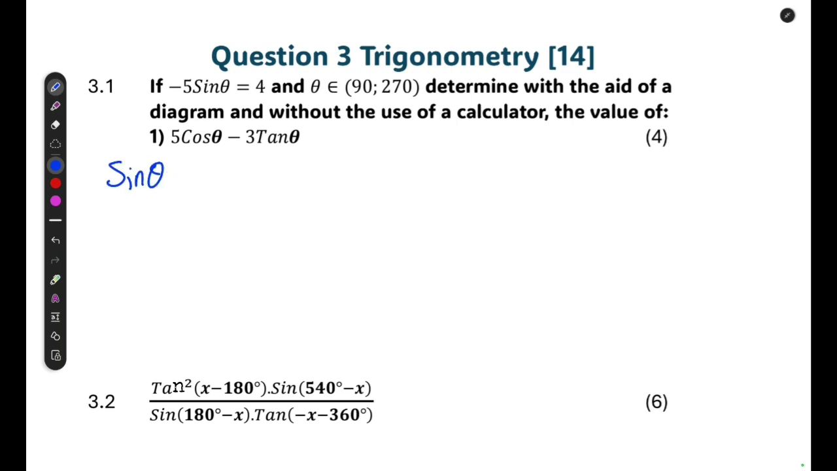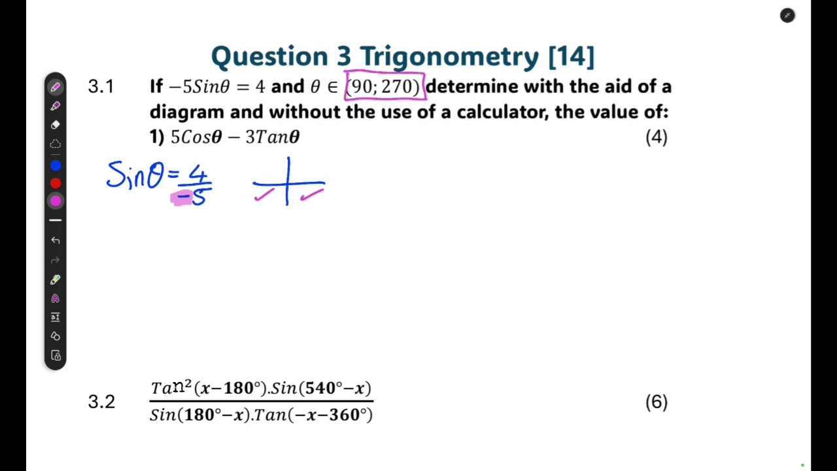So I'm going to say sine theta. The 4 was there, so I'm just dividing by the 5. Okay, so that is always step 1. Get sine, cos, or tan completely alone. Now I need to identify the quadrant. Okay, so I can see sine is negative because of that minus. And now I need to check which quadrant would a sine be negative in. So it's that one and that one.